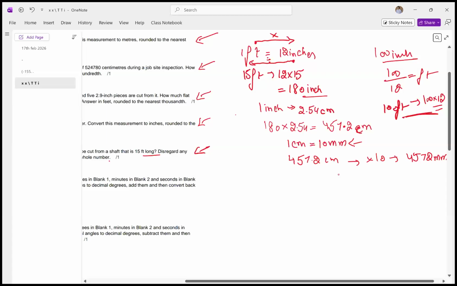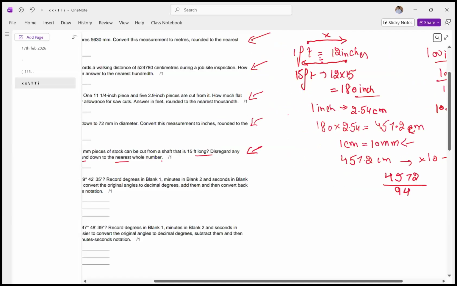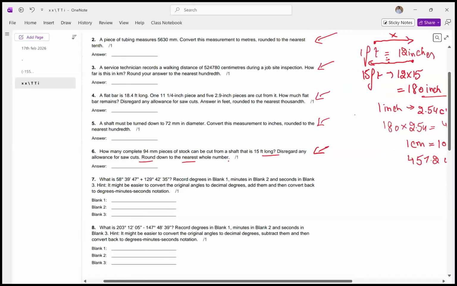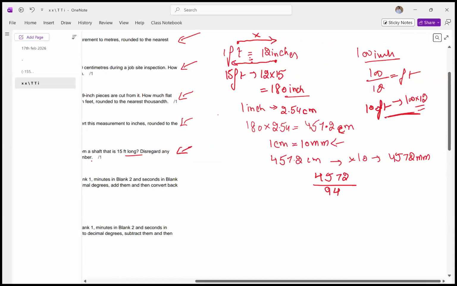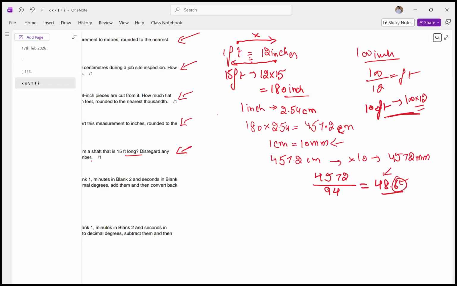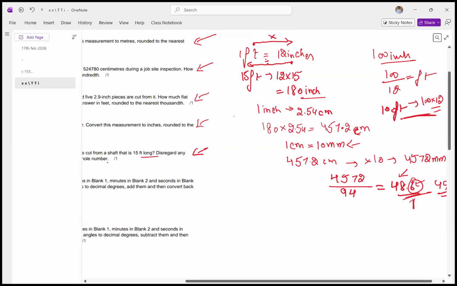Then I will divide this number, 4572, by 94, because that is how many millimeters each piece is. Dividing by 94, you're going to get 48.6, but I will answer it as 48. I will round down because I can have a maximum of 48 pieces; I cannot have 49 pieces. So 48.6 is the maximum I can get, and the complete pieces will be 48.